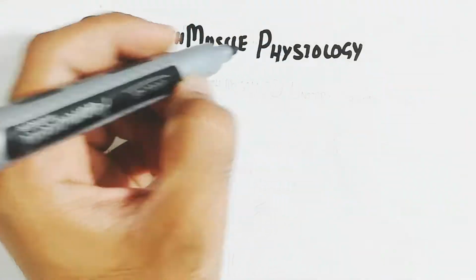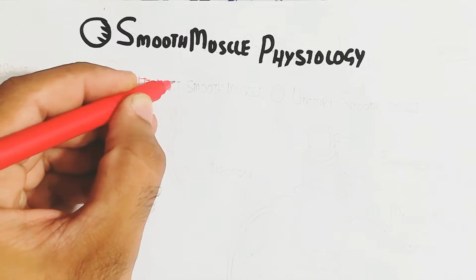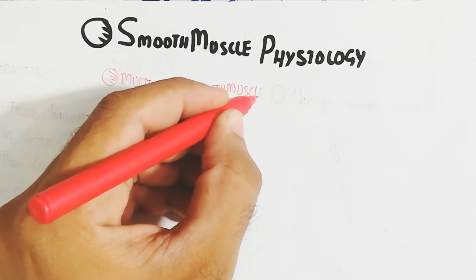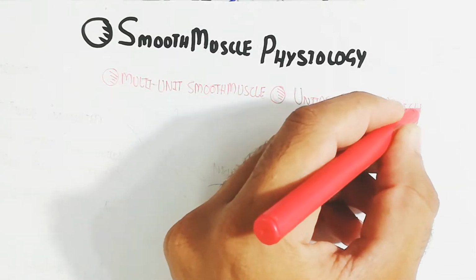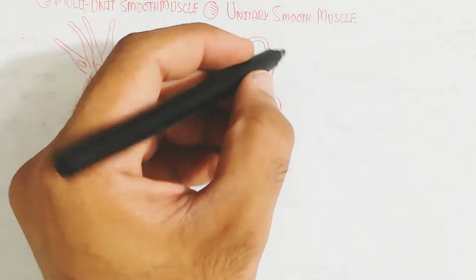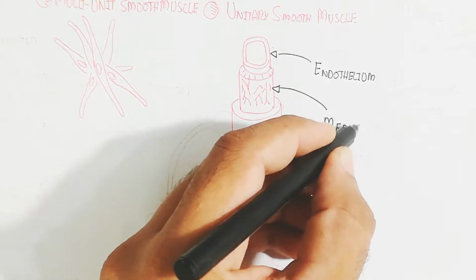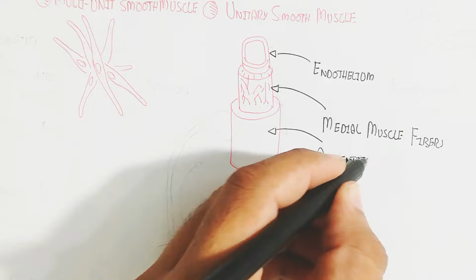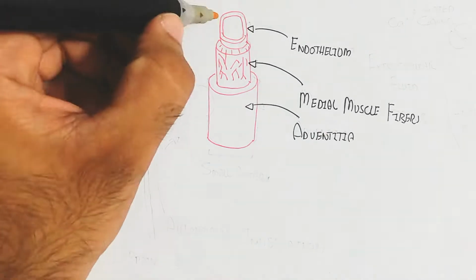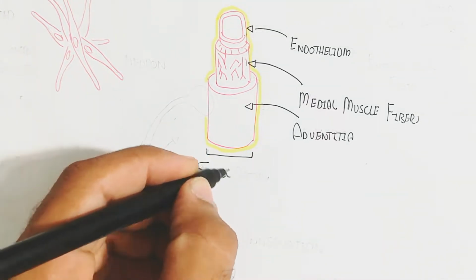So smooth muscle physiology: let's begin by understanding the two types of muscle. One is present in the stomach and the other is present in the artery, for example. The multi-unit smooth muscle is present in the stomach, while the unitary smooth muscle is present in the artery. The multi-unit smooth muscle requires multiple nerve innervation, while the single autonomic nerve innervation is in the small artery: the endothelium, the medial muscle fiber which controls, and the adventitia.